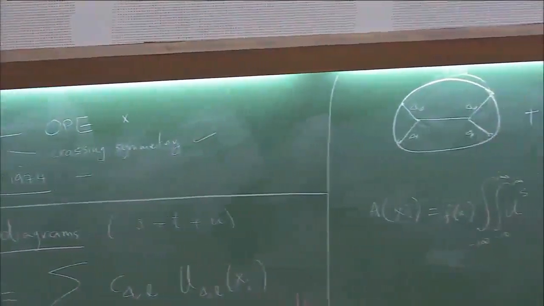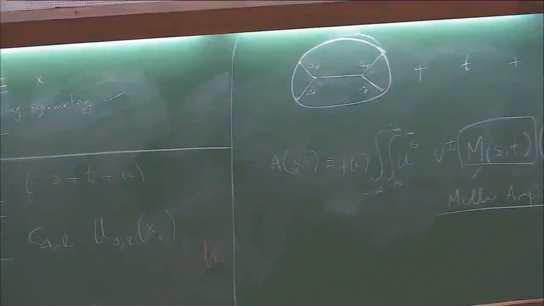That'll become clear. Let me just go over it. Suppose you're calculating that diagram with a scalar exchange. Yes, the U and V are cross ratios. This follows from some convenient thing that you pull out. You can always do that even for non-identical scalars.